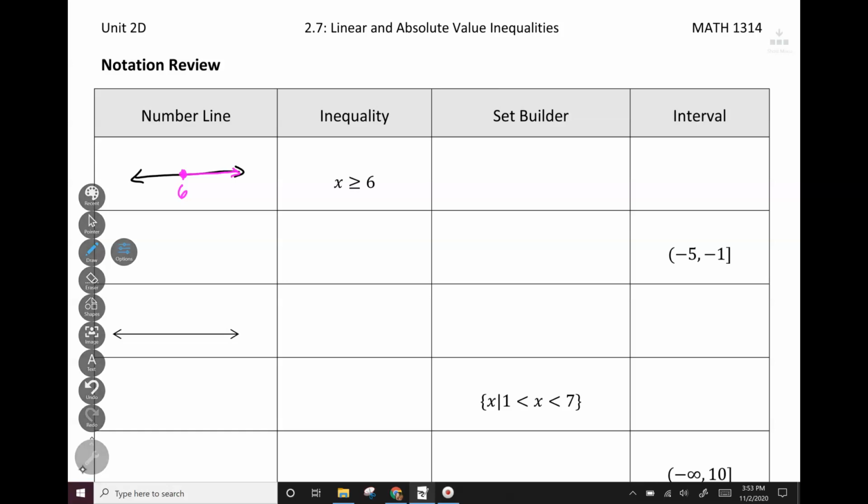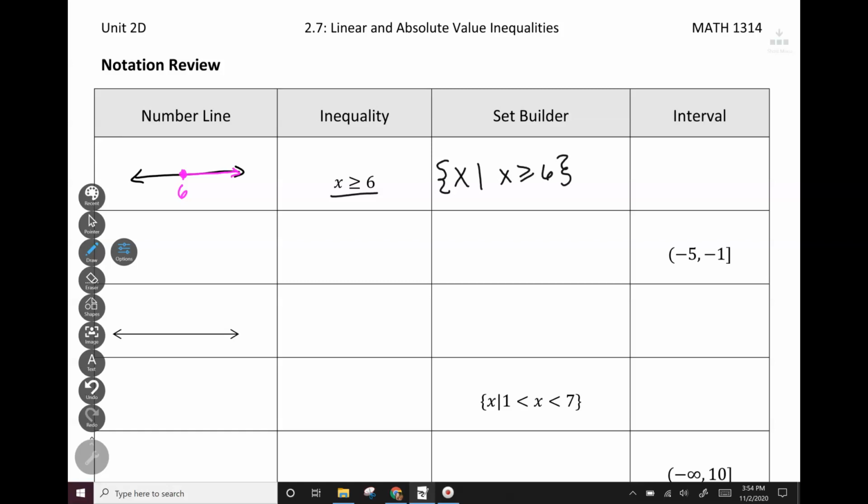Now set builder is very similar to inequality. It just takes the inequality and you're going to put it in a fancy notation. So you get these curly brackets, and then you're going to say x such that, and then you're going to insert the inequality. x is greater than or equal to 6, and then close it.